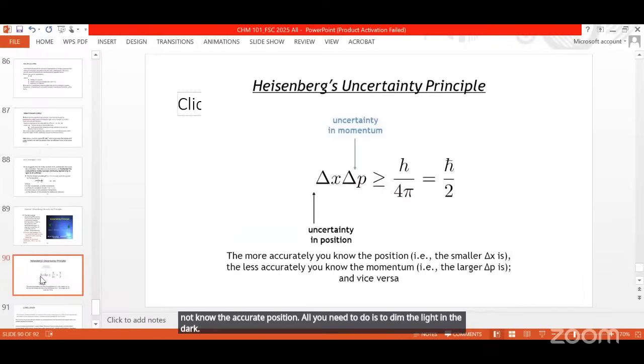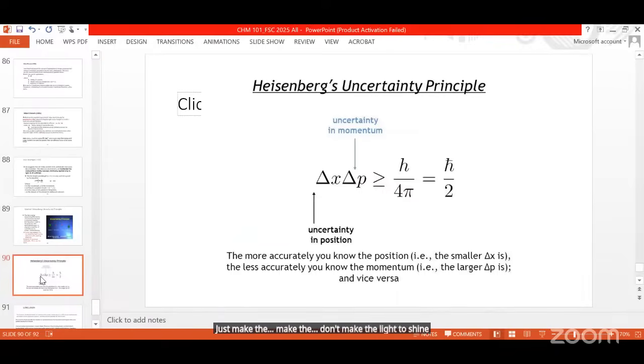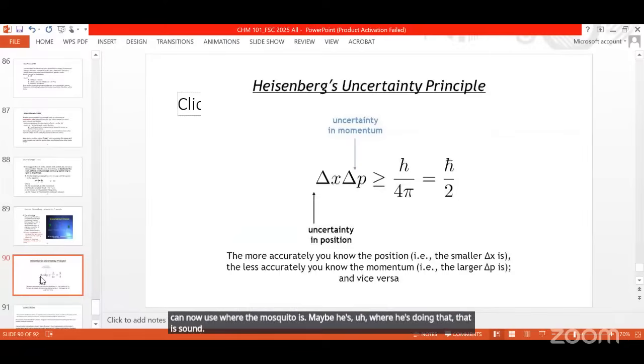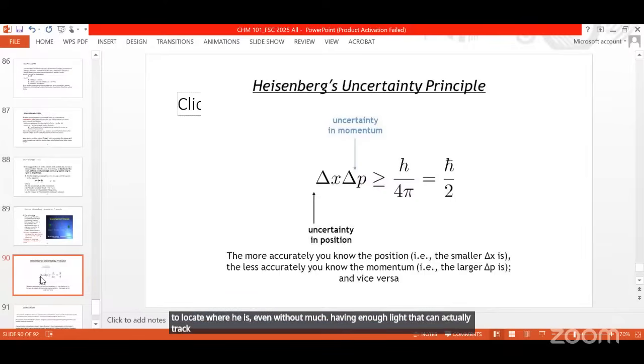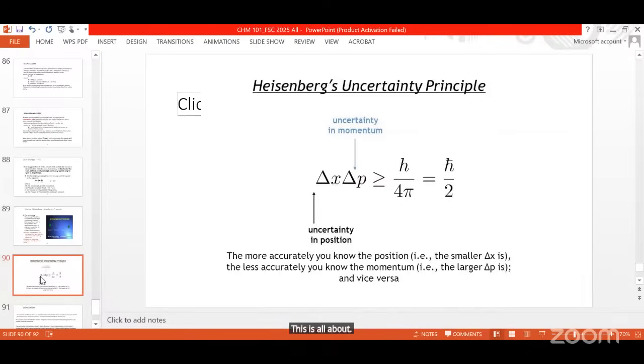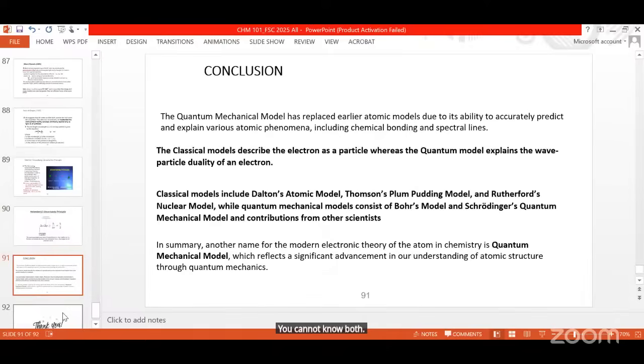All you need to do is to dim the light in the dark. Just don't make the light shine too much. You can now use sound to locate where the mosquito is. Even without having enough light, you can actually track where it is, and so on. So that is what this is all about. You can accurately know the position. The more you know the position, the less accurately you know the momentum. And the more you know the momentum, the less accurately you know the position. You cannot know both accurately.